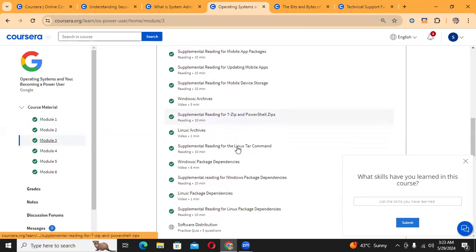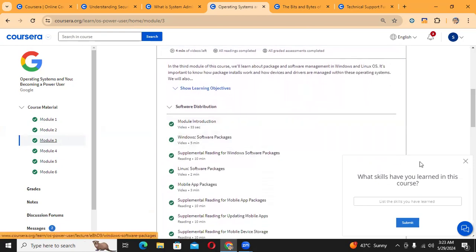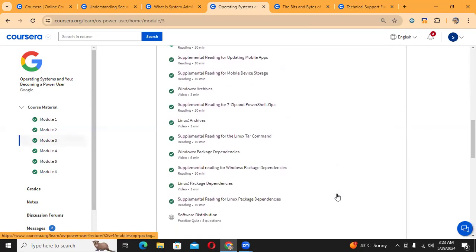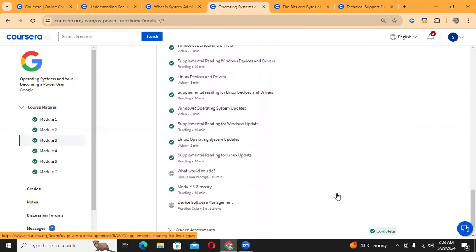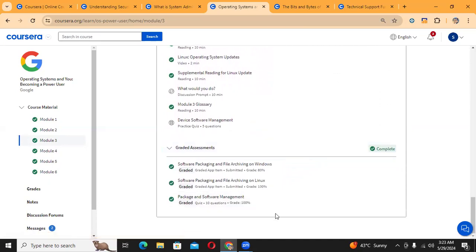So let's move on to software and package management: installing, updating, and managing software on Windows and Linux. We will learn about this. I will not be able to open these quizzes, so that's why I am not showing everything. In Linux we have only the commands. We have to learn those commands before typing anything. If we have to do file archiving, we have to use that command.